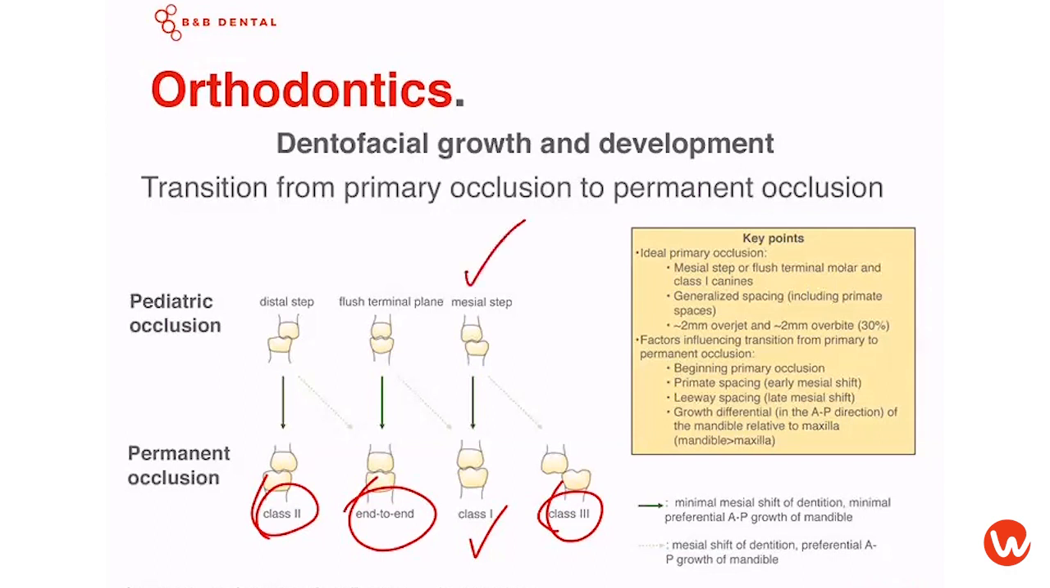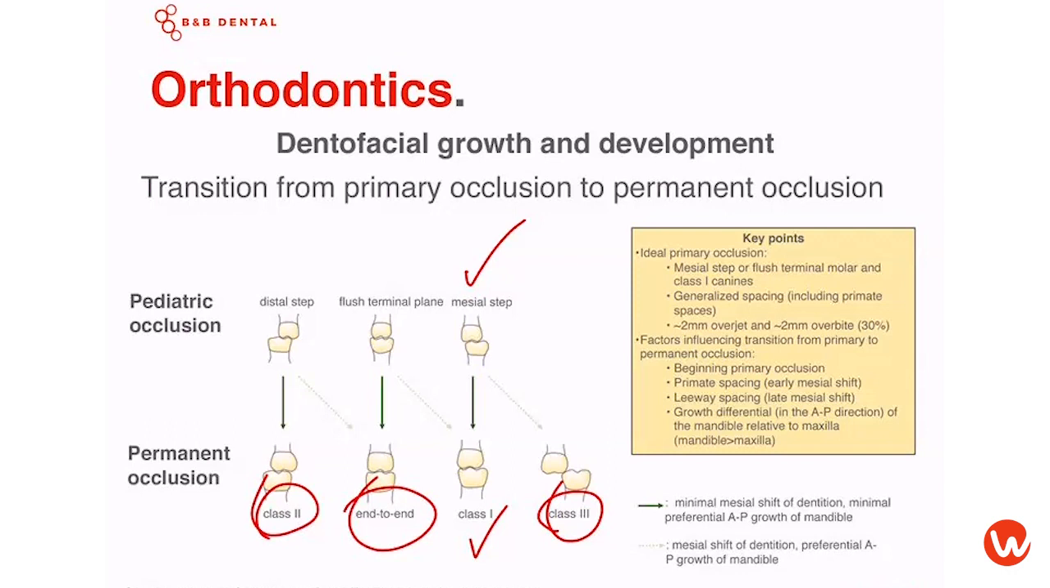We can consider that kind of like the class 1 for a pediatric occlusion, where we're looking at where the primary molars are, and you can see that starting in a mesial step, so this is the furthest back, you're looking at the primary second molars. If you can see that there's that mesial buccal cusp of the primary second maxillary molars aligning with that buccal groove of that mandibular second primary molar, that's more of that mesial step occlusion. And those patients will tend to develop into a class 1 permanent occlusion or even a class 3 permanent occlusion.